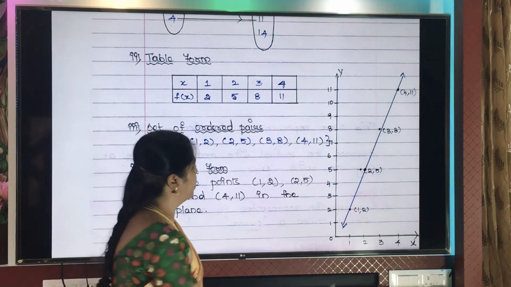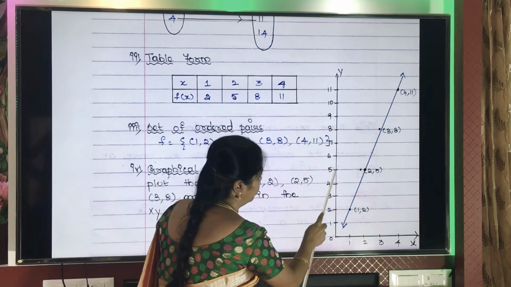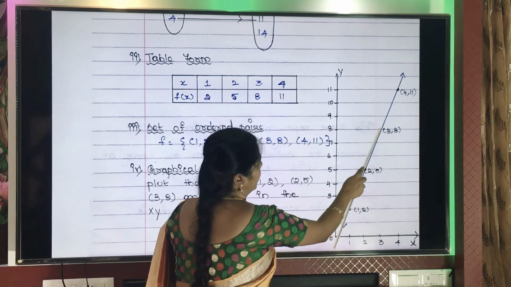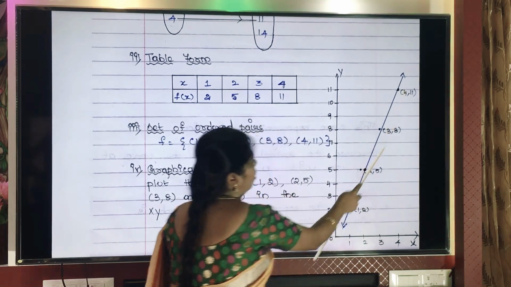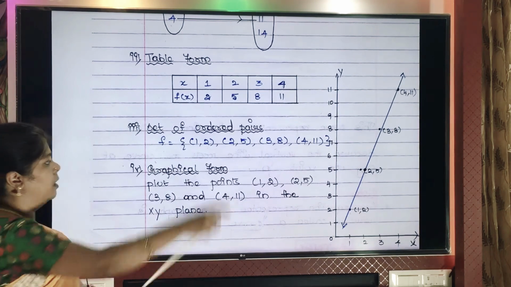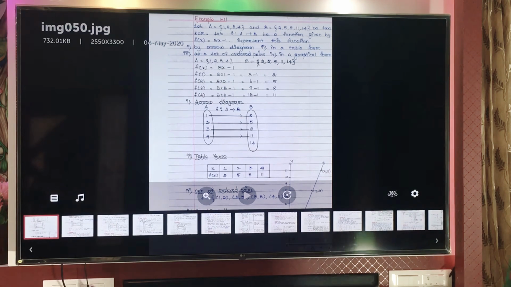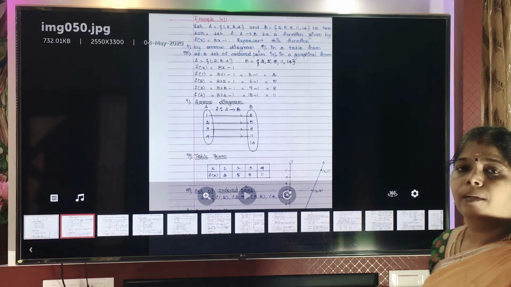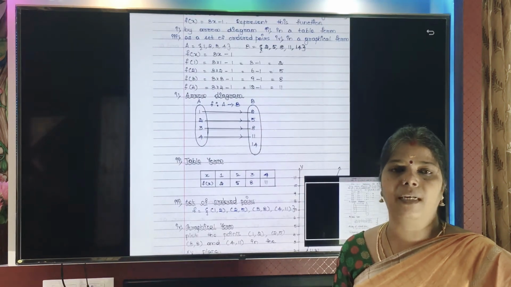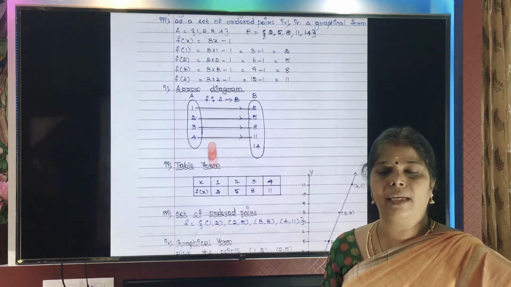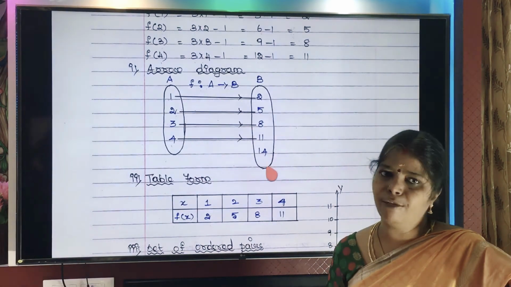Hope you all know how to do that. 2, 5: take 2 on the x-axis, 5 on the y-axis. Next 3, 8. Next 4, 11. So all 4 ordered pairs are plotted. Now join them with a line or a curve, however you get. In this case we are getting a straight line. Depending upon the points plotted, you will get a curve in the graph. So this is how a function is represented in all the 4 forms.